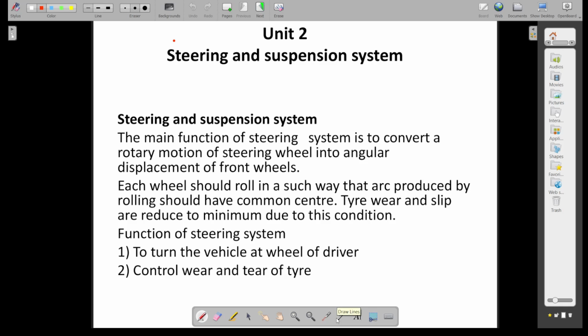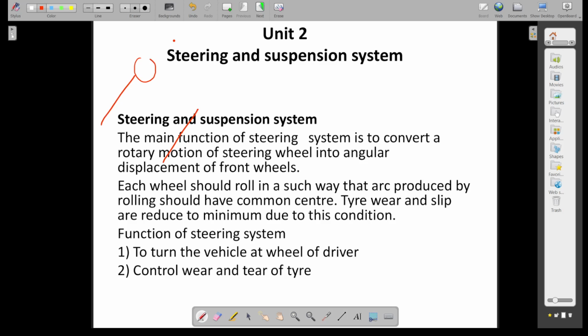So welcome students to the concept clearance of steering and suspension system. In the last two periods I already dealt with the steering system. So you already know this.